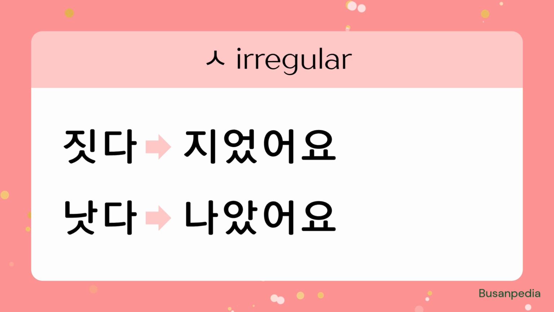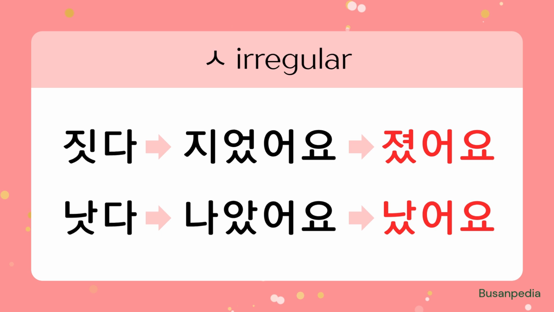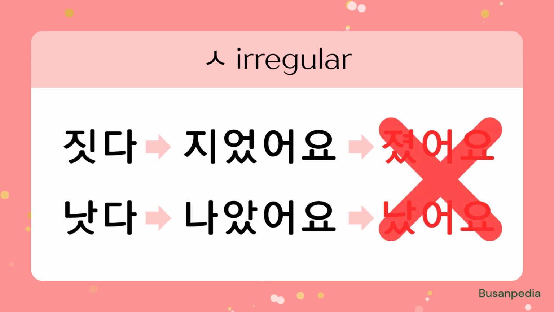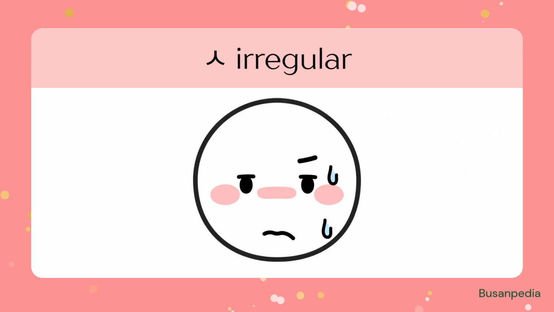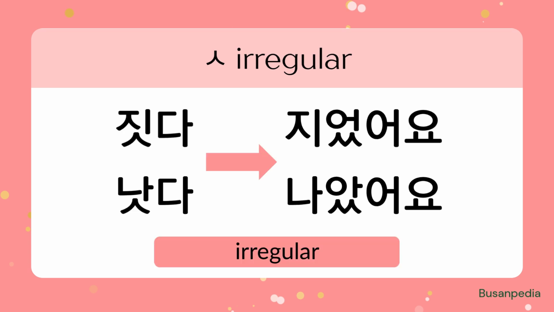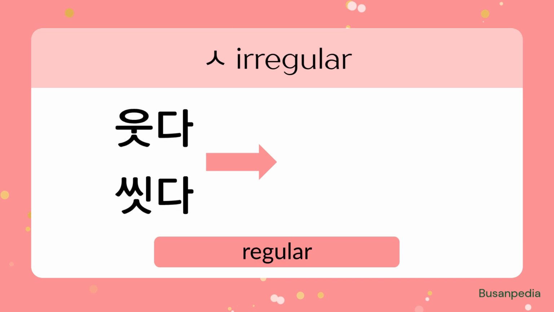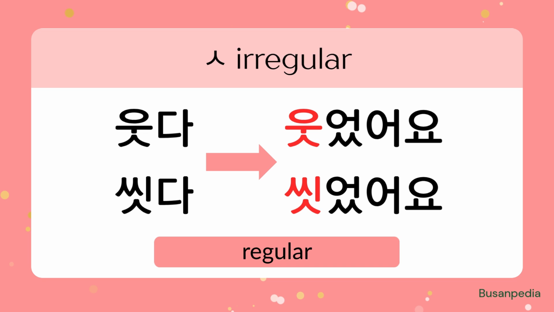Now, did you notice something? Words like 나았어요 and 지었어요 don't contract into 났어요 or 졌어요. With this irregular pattern, you keep the full form without contracting. Here's the tricky part again. Not all 시옷 verbs do this. Some are irregular, like 짓다 or 낫다, while others are regular, like 웃다 or 씻다. The regular ones keep the 시옷, so you just say 웃었어요 and 씻었어요.